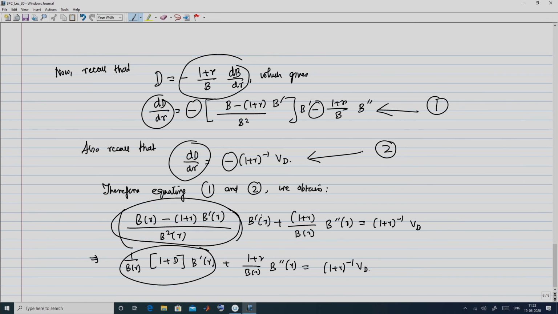So, essentially this term here is nothing but this term written in a different form. The first term is going to be B prime into B of r over B square of r, so this is B prime of r over B of r. You see that this is B prime over B of r, and the other term will contain D, and the remaining two terms have been reproduced as they are.